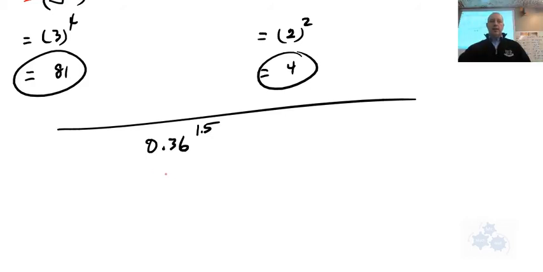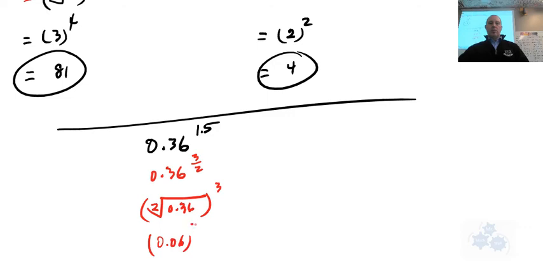Okay, let's see how you did here. First thing you want to really notice is 1.5 is 3 over 2. What's the square root of 0.36? Whatever that is, we're going to take it to the power of 3. What's the square root of 0.36? 0.06 to the power of 3. What is 6 cubed? What's 6 cubed? 6 times 6 is 36. What's the square root of 0.36? It's 0.6.